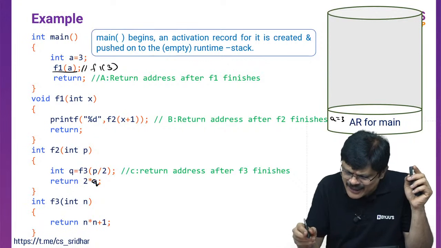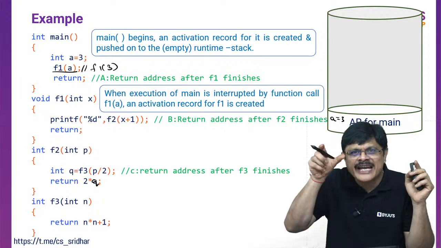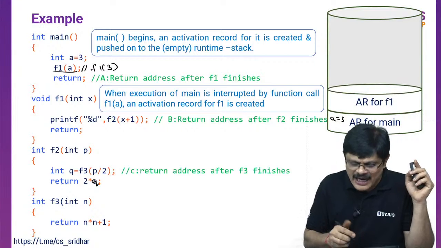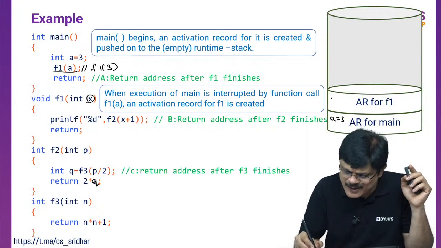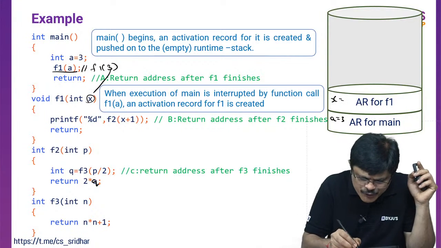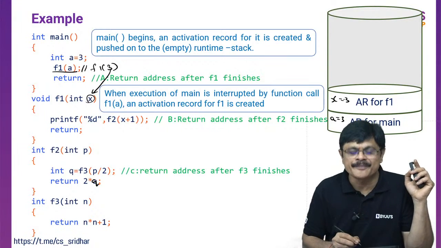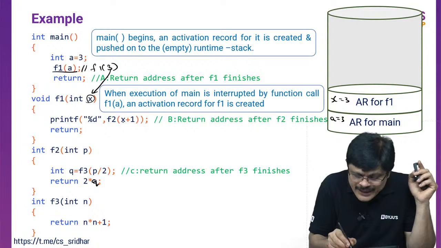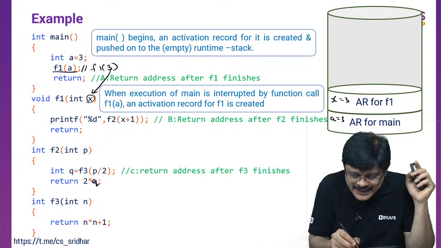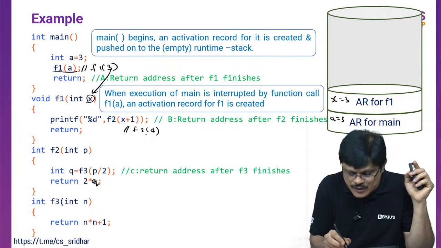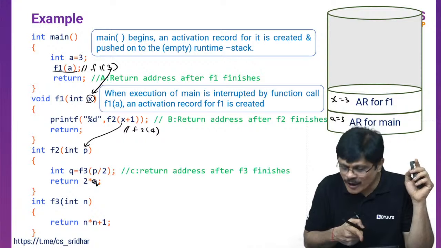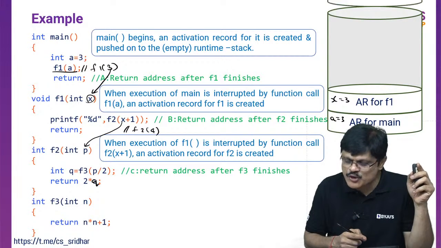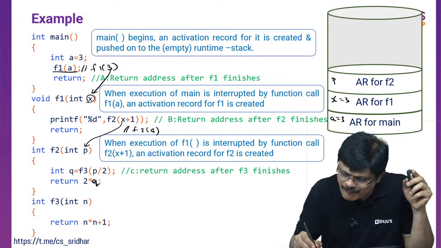f1 is created, which means its activation record is pushed onto the stack. f1 is not having any local variables, but this particular parameter is there, and that will be stored here. Whatever you send, that x value is stored here. Now this function is calling f2 of x plus 1. What is x? x is 3, 3 plus 1, so it calls f2 of 4, my dear friends. That function's activation record is pushed onto the stack. So here p value will be 4.